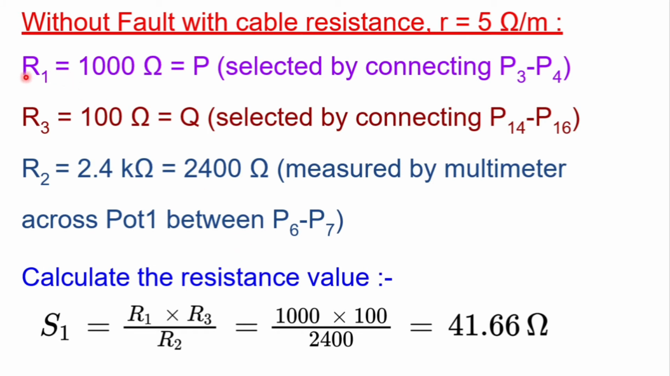You know that R1 is 1000. It is mentioned over there. Then R3 is 100 ohms. It is also connected and it is written on the kit also. This is what you found out. The reading was 2.4, with the help of the multimeter we had seen this. Then you can further calculate the value of S1, that is R1 into R3 upon R2. That is, you get the value as 41.66 ohms. Okay, this is the first part.